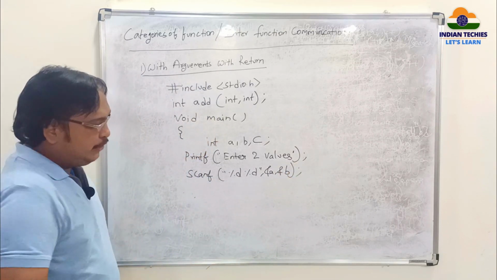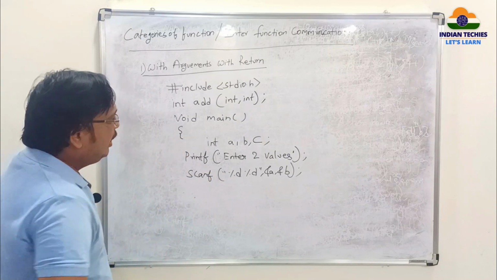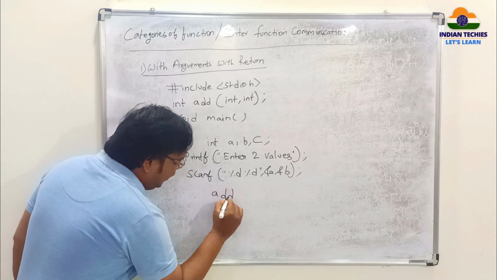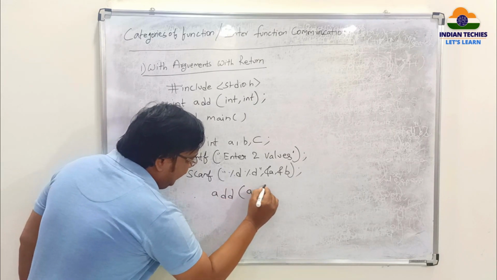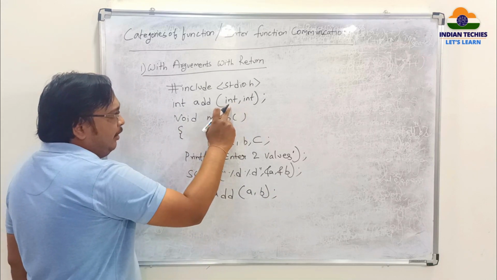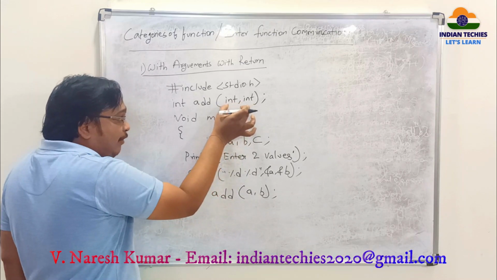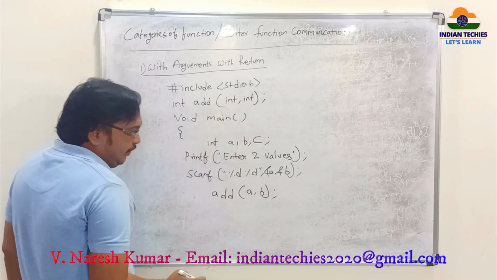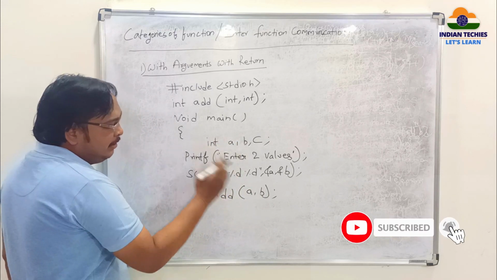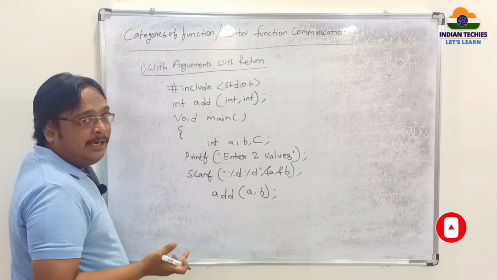After taking input, I should send these two values to the function for the purpose of execution. What is the function name I have written? That is add. Execute the add function by sending a comma b. See here I have declared two arguments as integers. So I can send only integers to this function. I am sending a comma b. a comma b are also declared as integers. So I am sending integers. To receive them, they are integers only.